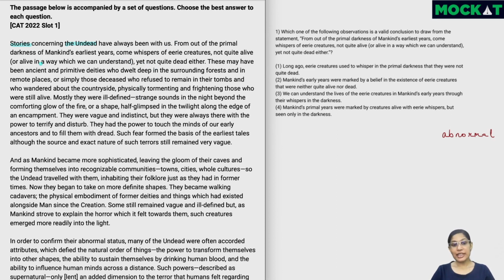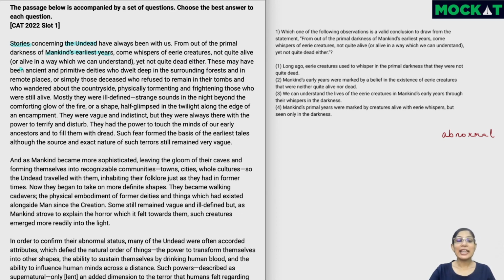So stories about the undead have always been with us from the time of our earliest years. There have been these whispers of eerie creatures. So whispers of eerie creatures, again stories. So probably stories about these eerie or frightening creatures have always been there. And these are the undead. They're not alive, but they're not dead either.